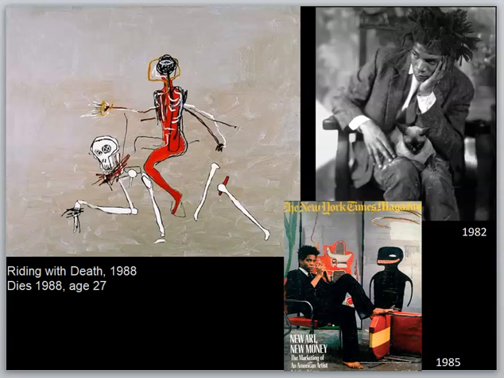He painted the picture on the left, which I think echoes his continuing unhappiness as his fame continues to rise simultaneously. It's called Riding with Death. It was done in 1988, shortly before he dies of a heroin overdose in his late 20s.